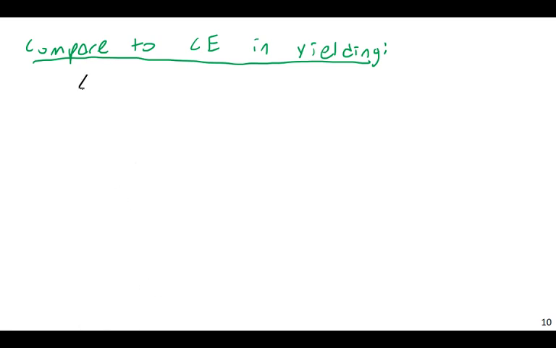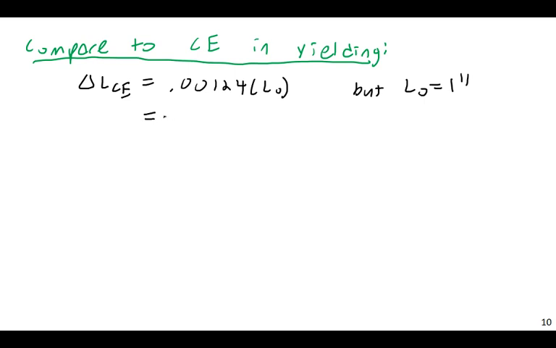So delta L in the connecting element may be just the same yield strain, 0.00124 times L naught, but L naught is 1 inch. So then my delta L in the connecting element is only 0.00124 inches. Look at that. It's tiny. The actual change in length of the connecting element is almost nothing.